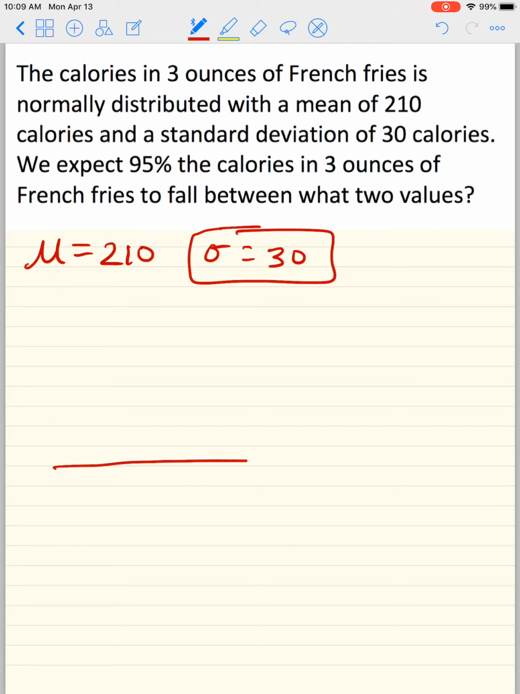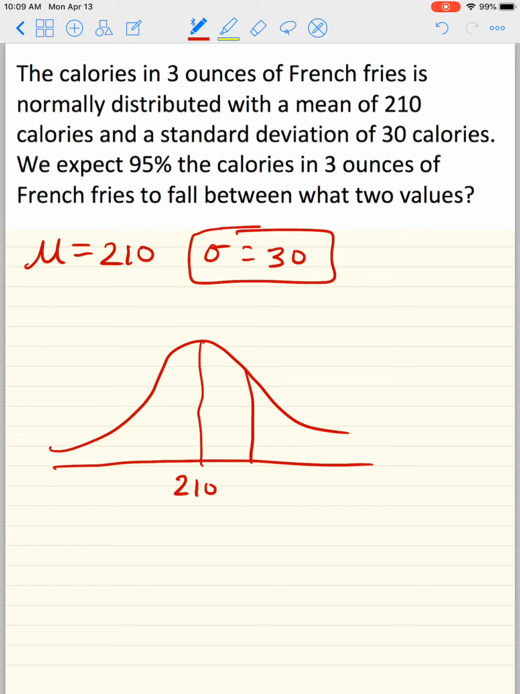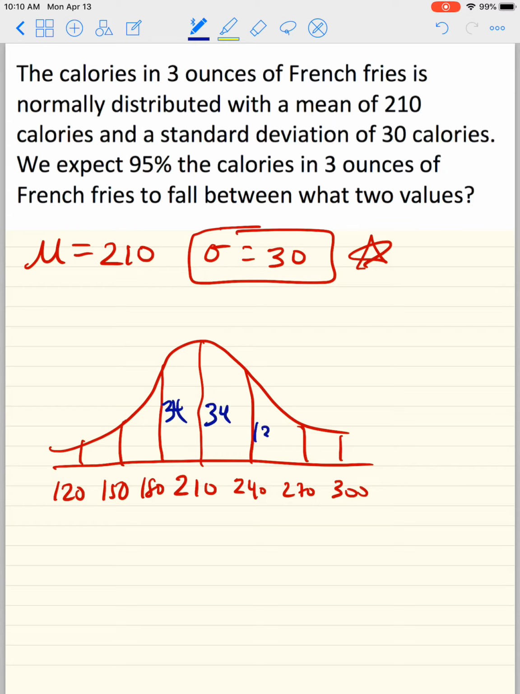So what I'm going to do here is I'm going to draw my little normal curve. I'm going to put 210 down here. I'm going to add this 3 times. So I'm going to add the standard deviation 3 times. So that's going to be 240, 270, 300. I'm going to take it away 3 times. That's going to be 180, that's going to be 150, and that's going to be 120. I'm going to just put 34% this time in here. I'm going to put 13.5 in here. And then I'm going to put 2 and 0.5, 2 and 0.5.